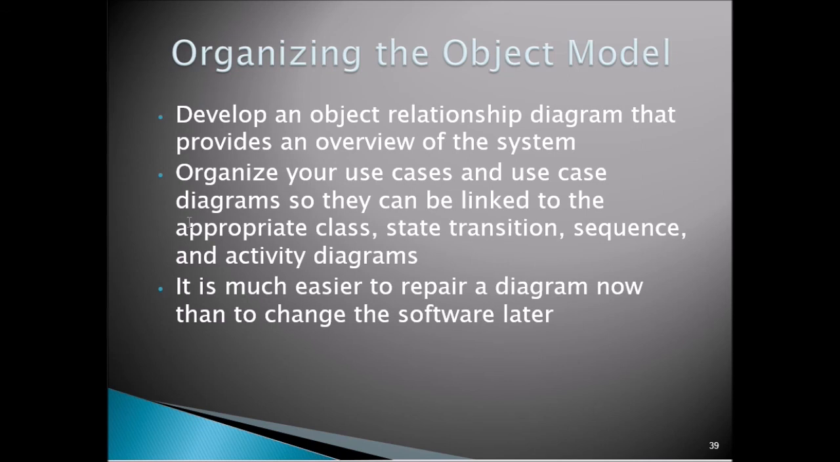Next, we're going to talk about organizing the object model. An object relationship diagram provides an overview of the system. That's high level. Organize your use cases in use case diagrams so that they can be linked to the appropriate class, state transition, sequence, or activity diagrams. It is much easier to repair a diagram than to change the software later. That's very true.